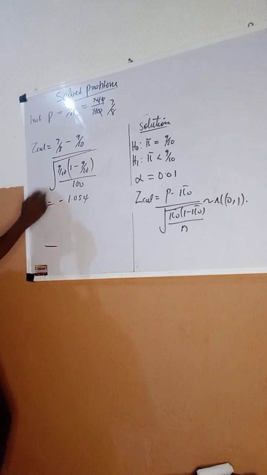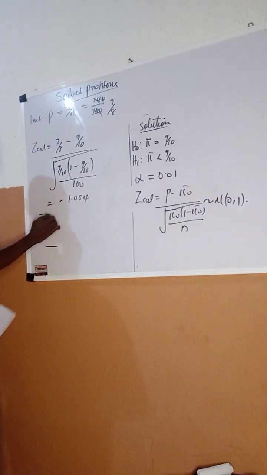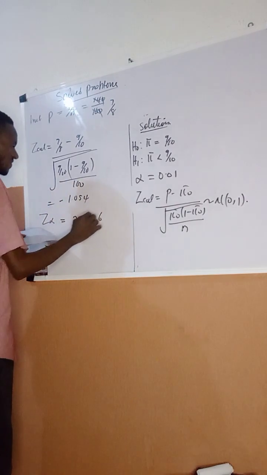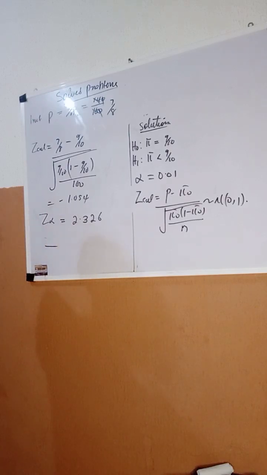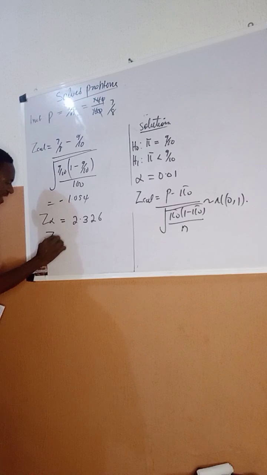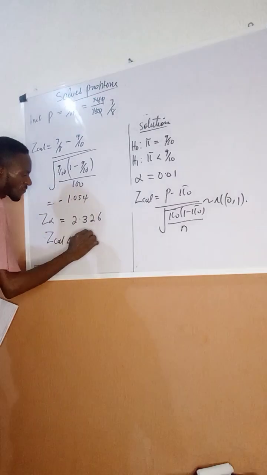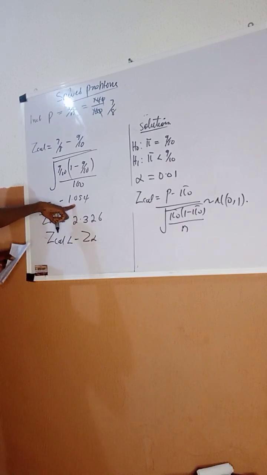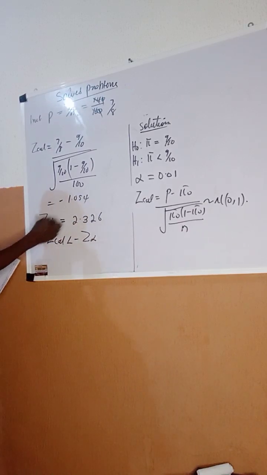And they equally gave us our hint that our z of alpha is given as 2.326. That's the value they gave us. So we now remember that our critical region is, for this particular one tail to the left, that z-cal less than minus z of alpha. We are going to reject H0. So the question is, what is our z-cal? Our z-cal is this.